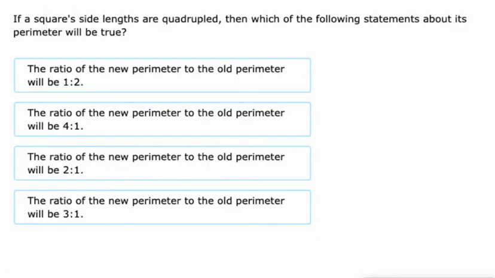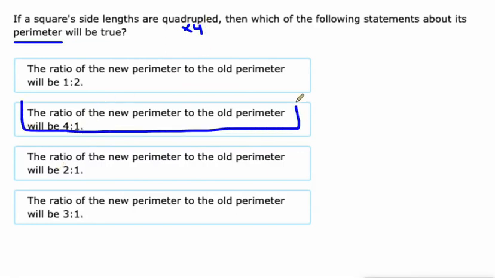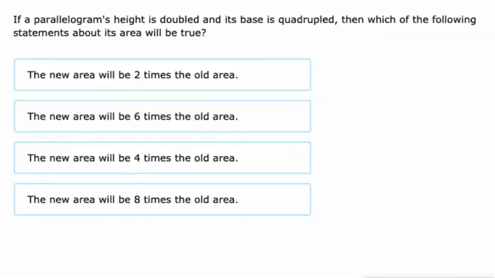And then they start taking away the pictures, not that we've been using them at all anyway, but if a square's side lengths are quadrupled, what will that do to the perimeter? So remember, perimeter is a linear measurement, so if you're quadrupling the side lengths, you're going to quadruple the perimeter, so it's going to be 4 to 1. It's not like area that is a measurement of square units.